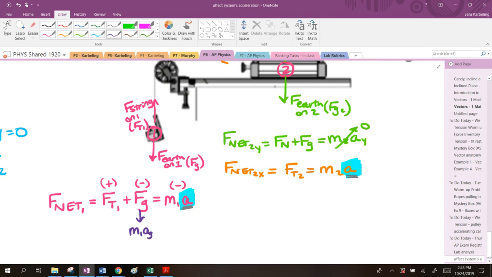How do the tensions compare? Why? Yeah, the string isn't stretching out. The string isn't shrinking. The string is just a transfer of force, right? A tension will be the same along the entire string, always and forever, okay? So this tension here has the same magnitude as this tension here. The directions are a little different, but the magnitudes are the same.